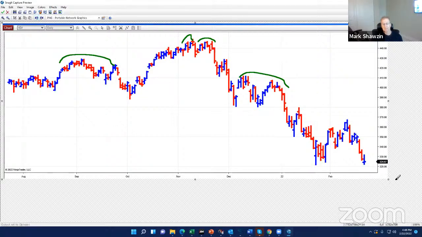And so that's what you can see, this little head and shoulders here. We broke out of it. And now, again, we're likely to get a bit of a fight down at these lows. I wouldn't be surprised to see a meaningful rally off here.